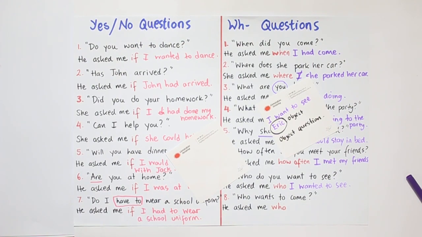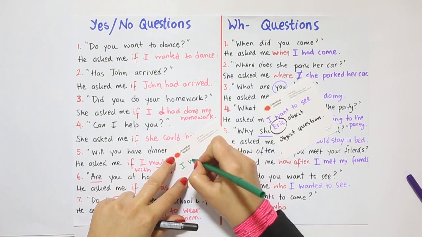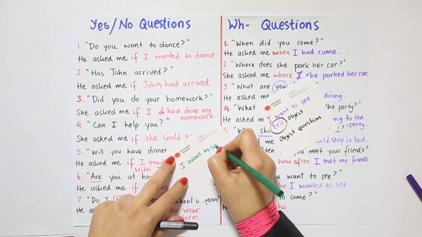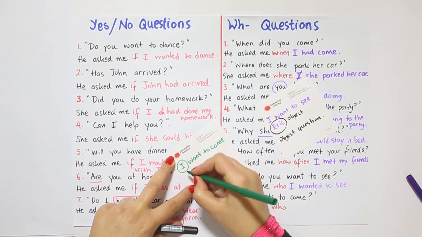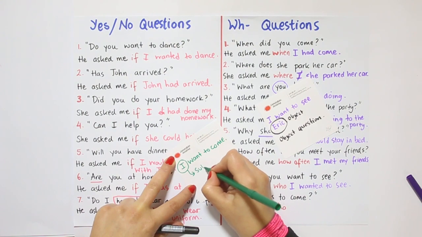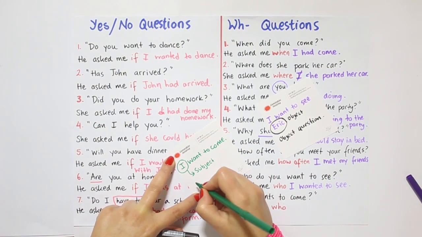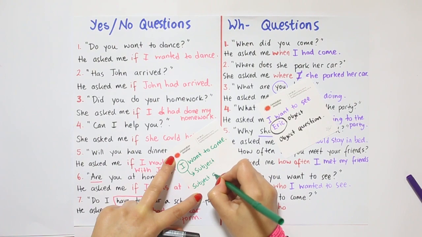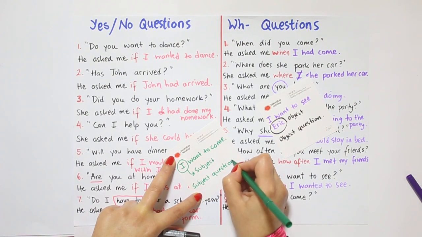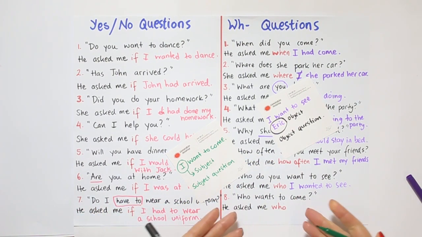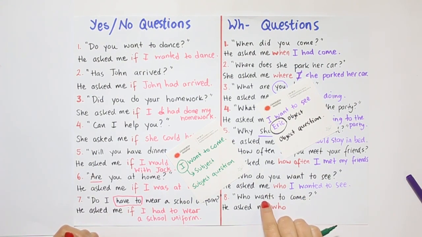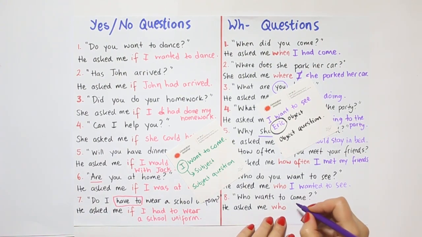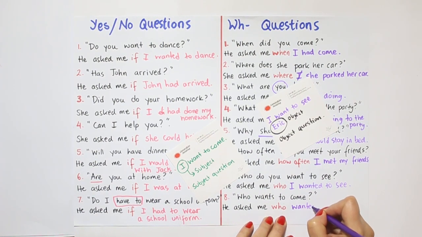The second one is a subject question. Who wants to come? Well, I want to come. So this is the answer of this question, right? And this is the subject of the sentence. So that's a subject question. When we have a subject question, there's nothing to change. So it has to remain the same. We just need to use backshift. Who wants to come? He asked me who wanted to come.